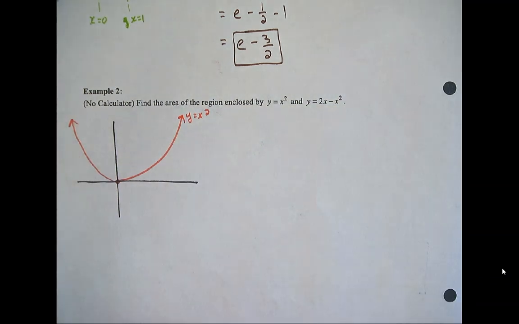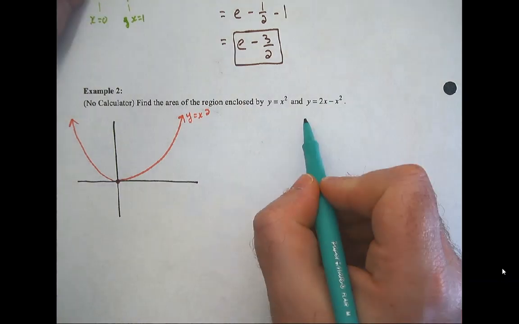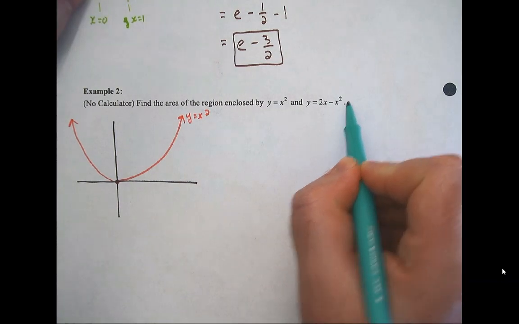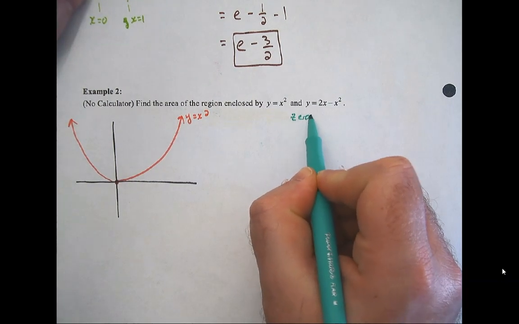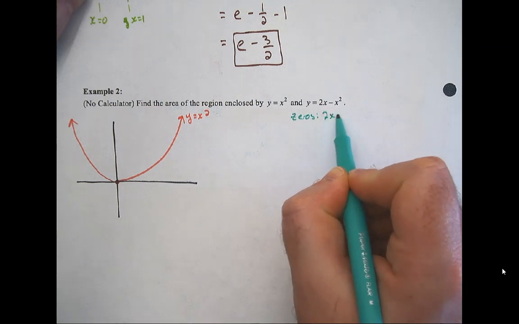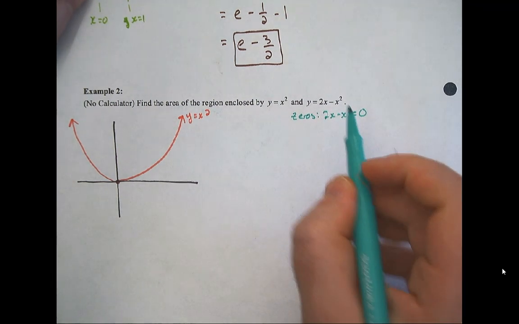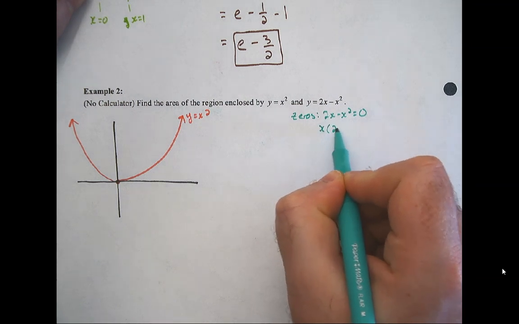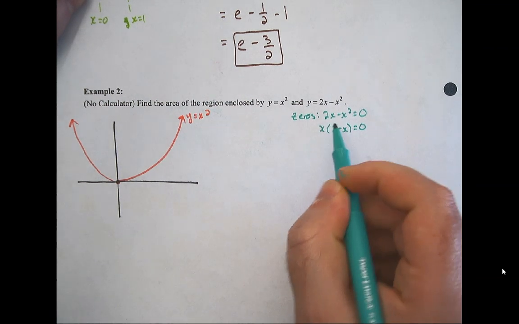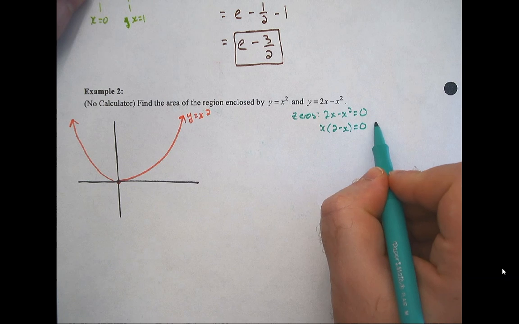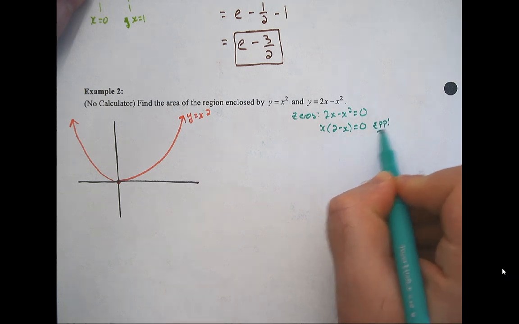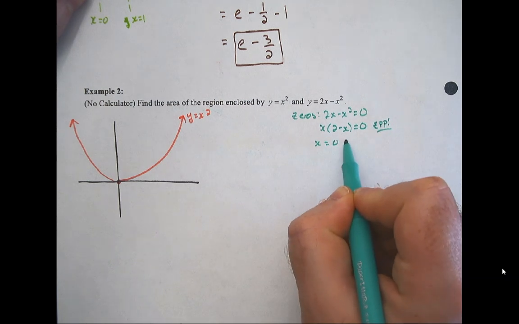What we need to figure out is where does it cross the x-axis. So I'm going to try to figure out where the zeros are. The zeros are wherever 2x minus x squared equals 0. We can now solve that by factoring out an x. We get x times 2 minus x equals 0. Now we would use the zero product property, and we get x equals 0 or x equals 2.